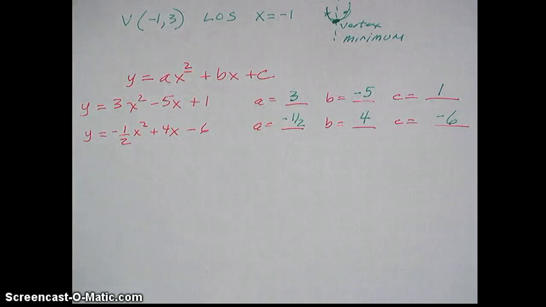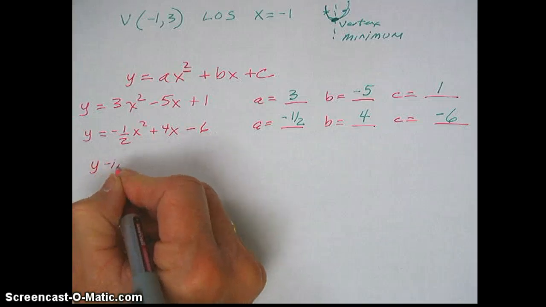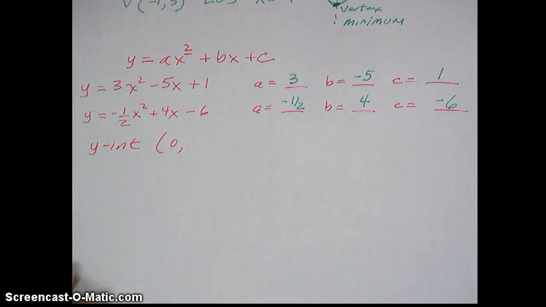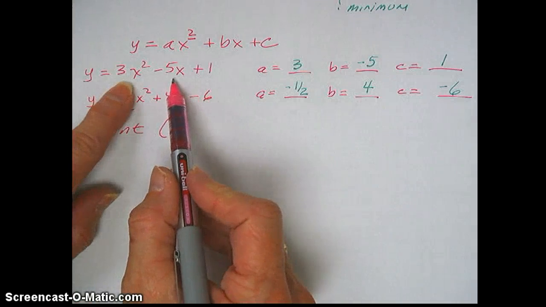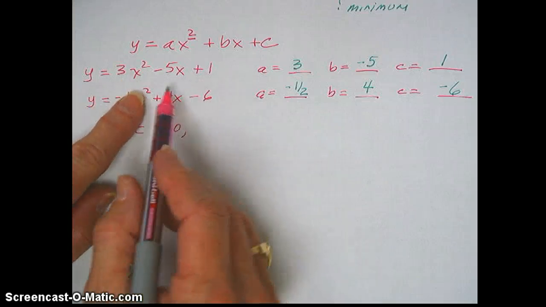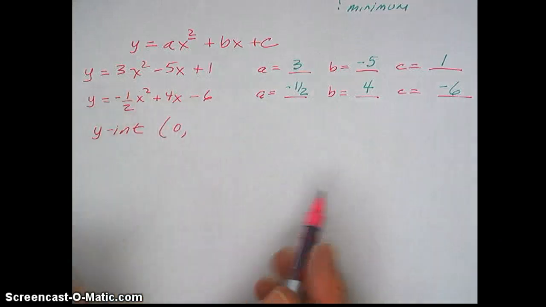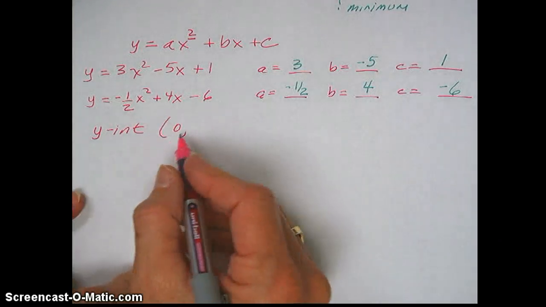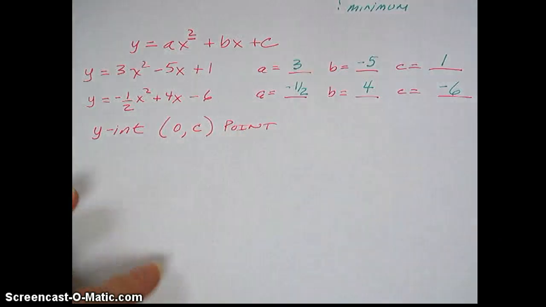So in standard form, we're able to tell a few things. One is the y-intercept. The y-intercept is when x equals 0. So if x equals 0, in example number 1, when x equals 0, y would equal 1. In number 2, if x equals 0, these go away, and y is going to equal negative 6. So in general, we're going to be able to look at this parabola and see that the y-intercept is just c. C will be a point on our graph, and we'll call that the y-intercept.